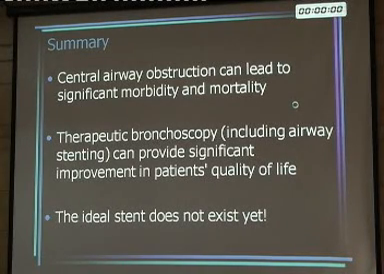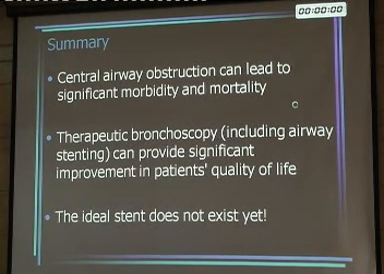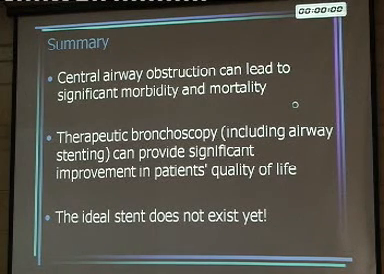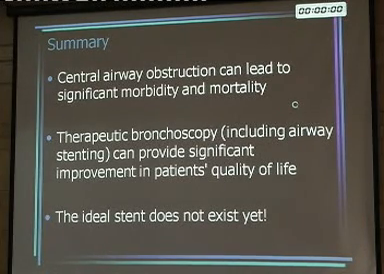So in summary, central airway obstruction from cancer can be a significant problem with significant morbidity and mortality. Therapeutic bronchoscopy, specifically airway stenting, can really help the patient improve their quality of life and potentially extend their survival, as I showed you in that study, in patients who have some moderate functional status. But the caveat is that the ideal stent does not yet exist. We have a lot of problems with the current stents, from migration to fractures, and so we need to work more on an ideal stent that doesn't migrate, doesn't cause granulation tissue, is easily replaceable, and is cheap. So I'm not very hopeful, but I think we're going to keep trying. So thank you for your attention.